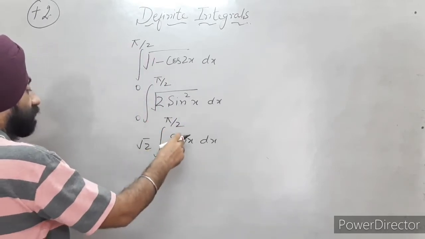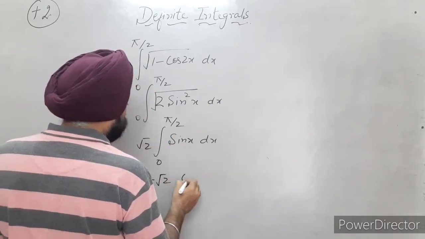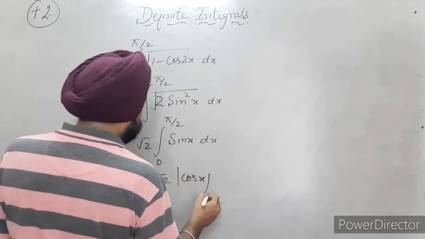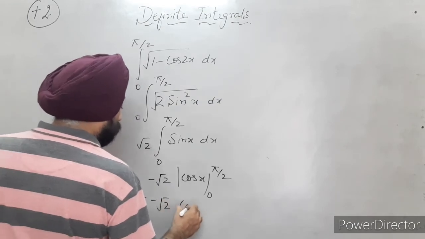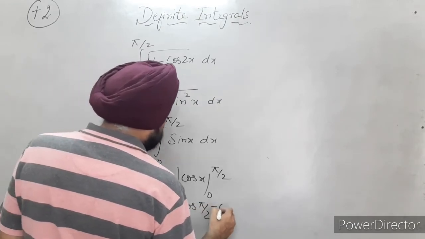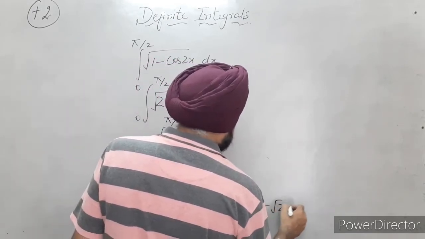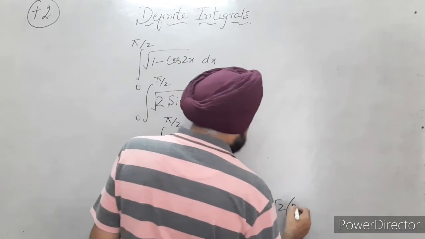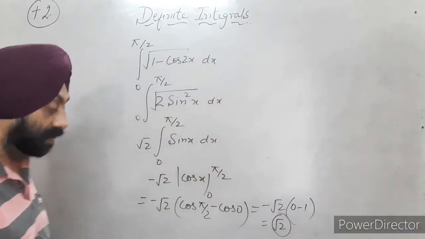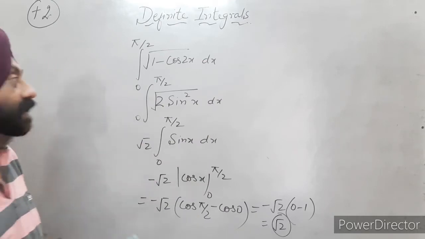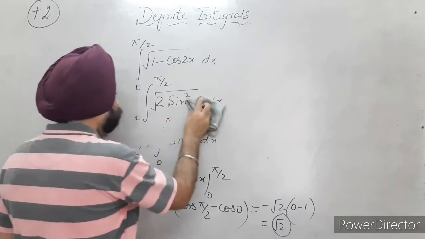Now the integral of sine x is minus cos x. So take the minus out. It is cos x, limit is 0 to pi by 2. That is minus under root 2 times cos of 90 minus cos of 0. This becomes negative under root 2 times cos 90 is 0 minus 1. It is positive under root 2, which is the answer. I have used the trigonometric identity that 1 minus cos 2 theta is 2 sine square theta.